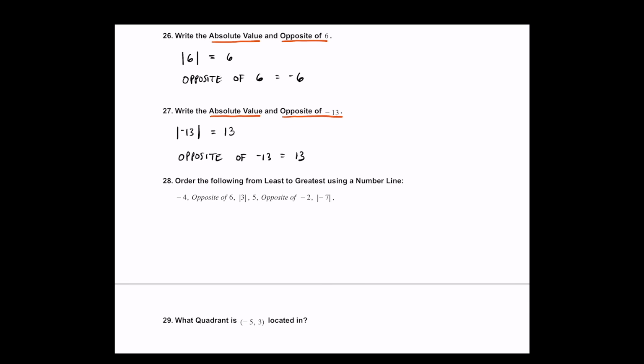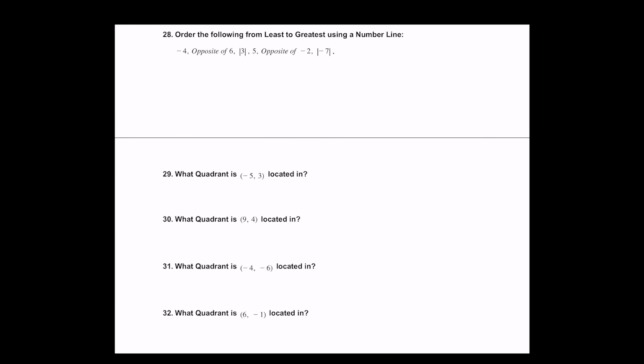Okay, all right. Let's order these from least to greatest using a number line. So let's go ahead and actually solve each of these. So negative 4, I think that's just going to stay the same as negative 4. What about the opposite of 6? Opposite of 6 is negative 6. The absolute value of 3, that's just 3. This 5 is going to stay the same as 5. What's the opposite of negative 2? That's just positive 2. And the absolute value of negative 7, that's positive 7. So we just have to order these numbers from least to greatest here.